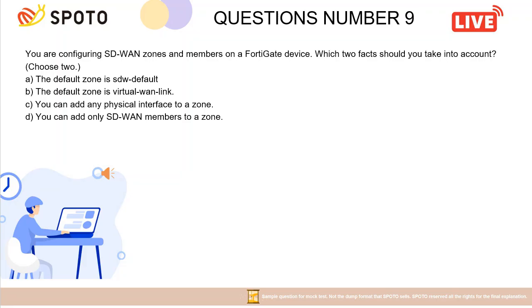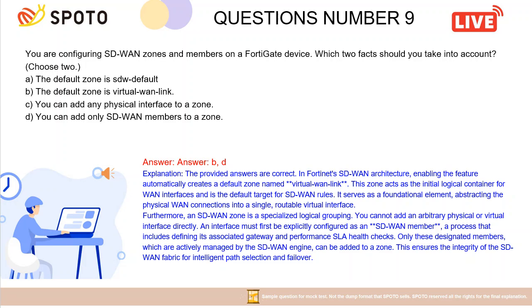Answer B, D. The provided answers are correct. In Fortinet's SD-WAN architecture, enabling the feature automatically creates a default zone named Virtual WAN Link. This zone acts as the initial logical container for WAN interfaces and is the default target for SD-WAN rules. It serves as a foundational element, abstracting the physical WAN connections into a single, routable virtual interface.